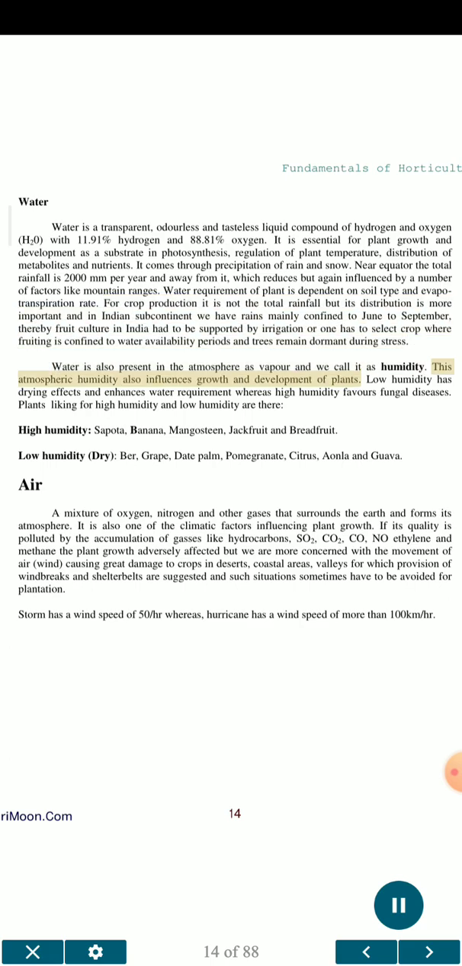This atmospheric humidity also influences growth and development of plants. Low humidity has drying effects and enhances water requirement, whereas high humidity favors fungal diseases. Plants liking high humidity and low humidity are there. High humidity: sapota, banana, mangosteen, jackfruit and breadfruit. Low humidity: ber, grape, date palm, pomegranate, citrus, aonla and guava.